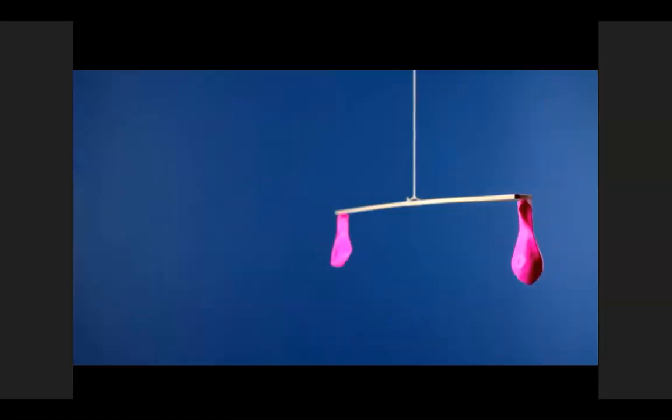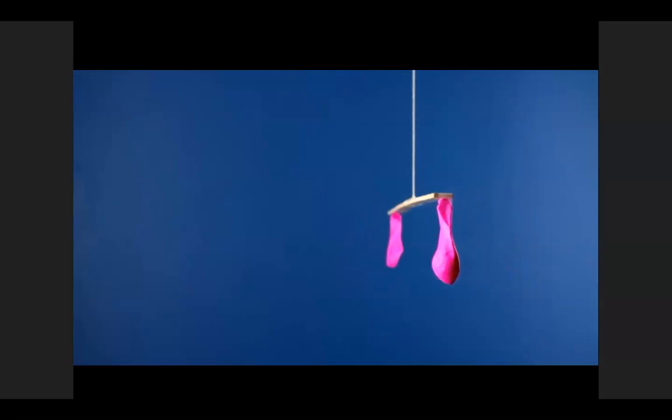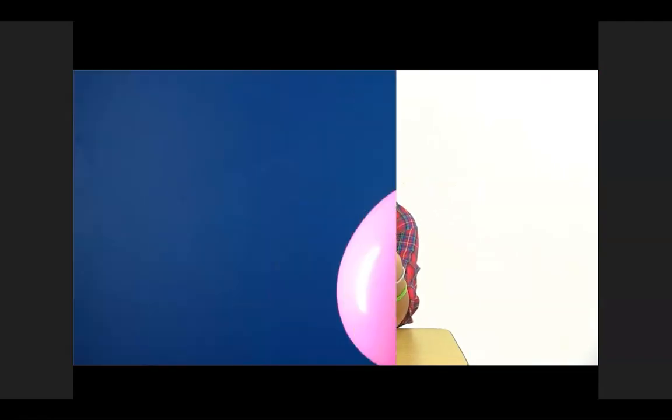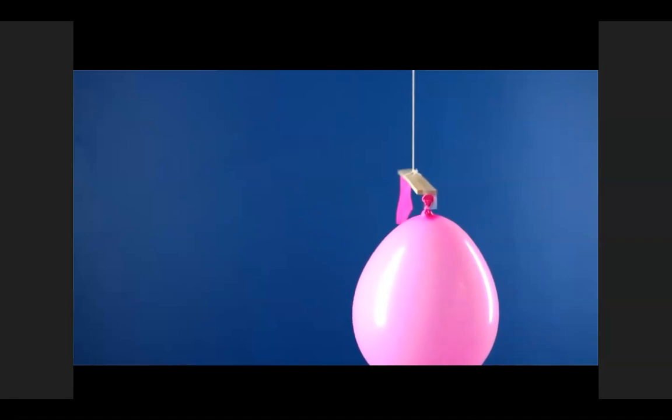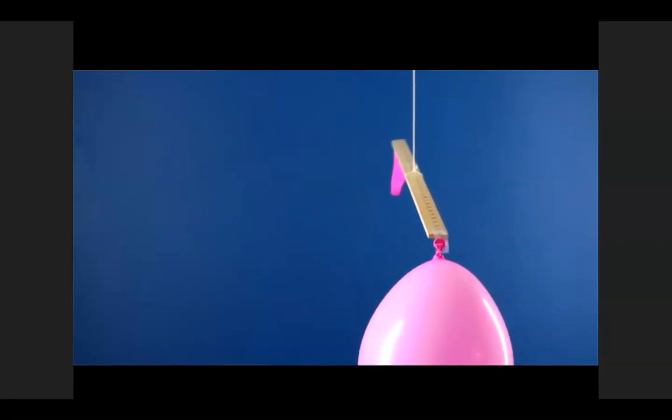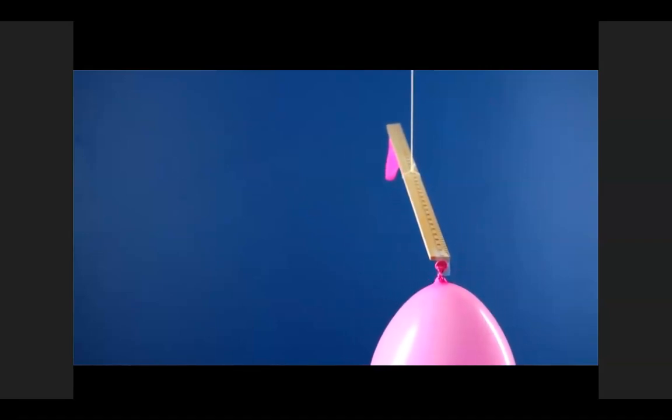Now, does air have weight? Let's try something else. Take 2 empty balloons and tape them to the ends of a meter stick. Then we'll hang the meter stick on a string so that it's perfectly balanced. Now let's see what happens if we blow up just one of the balloons and put it back on our meter stick. Check it out. The end with the full balloon sinks. It weighs more than the empty balloon because the air gives it extra weight.